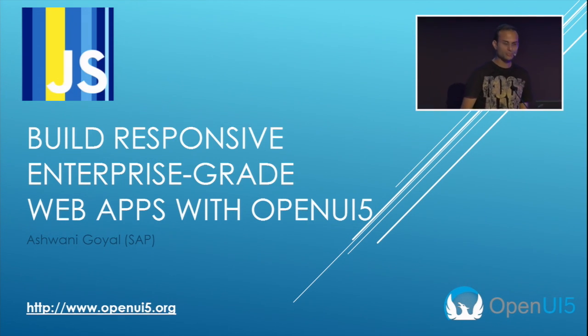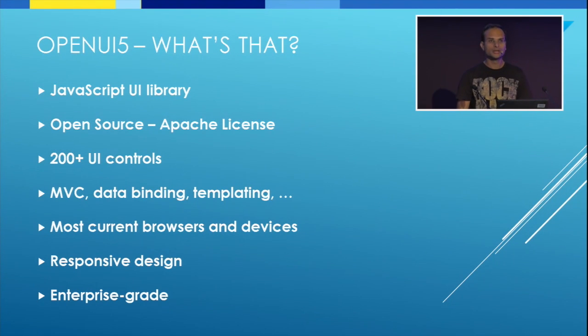Today I'm going to talk about OPENUI5. It's a new JavaScript UI library from SAP. It's open source, so it's built over open source components, and this is the way SAP wanted to give back to the community. It's a partial license, free for commercial usage too.